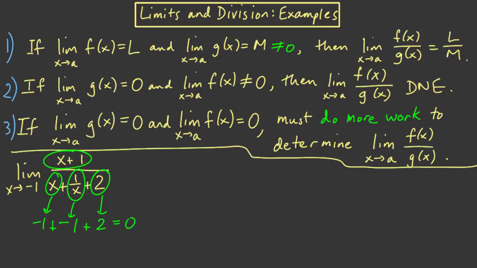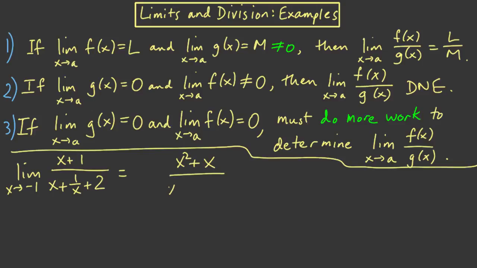And the numerator, as x approaches minus 1, is also approaching 0. So this is our third case of the division limit law. We have to do more work in order to figure out this limit. Can we factor this stuff? Well, not as is. We have this ugly denominator, and that's not so nice, but we can do some algebraic cleanup first. So we can multiply the top and the bottom by x, and that'll get rid of this fraction in the denominator. And when we do that, we get x squared plus x on top, and x squared plus 1 plus 2x on the bottom.